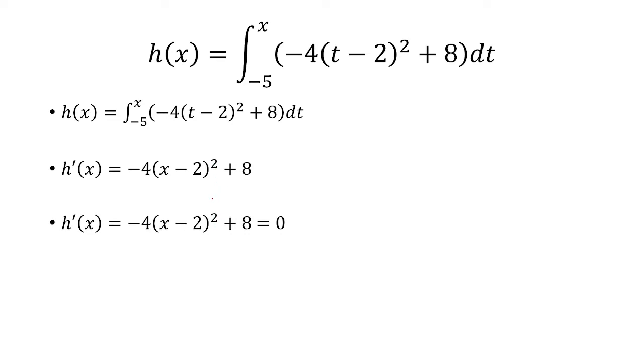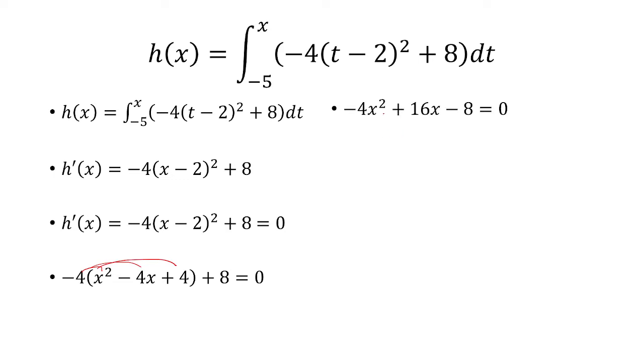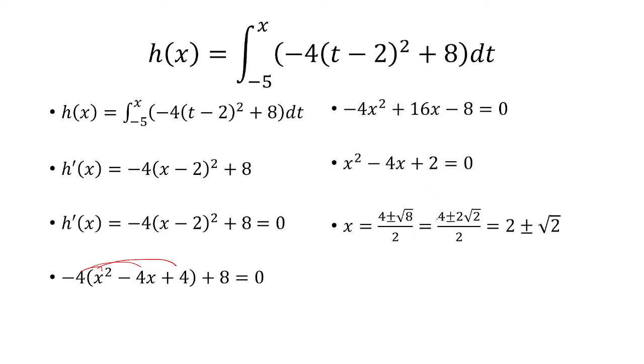Now we have to find the critical point, so we're going to set this equal to 0. Expand the x minus 2 squared, and then distribute the negative 4, and then add 8. At this point, we're going to divide both sides by negative 4. And so we reduce this to a quadratic of x squared minus 4x plus 2 equals 0. We have to use the quadratic formula for this, and we end up with 2 plus or minus the square root of 2. So these are going to be our critical points, and here they are in decimal approximation.